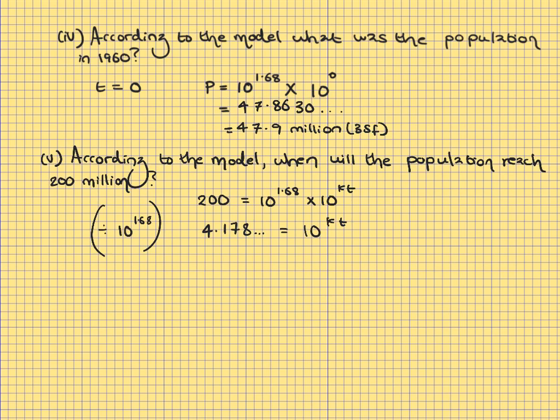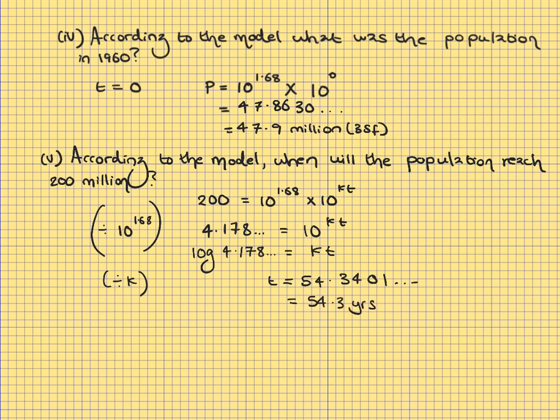Now we're then going to take log to the base 10 of both sides. So log to the base 10 of 4.178... equals kt, because of course log to the base 10 cancels out 10 to the power of. And then divide by the value of k that we have stored in our calculator for full accuracy, and this then gives us our value of t. So t equals 54.3401... So 54.3 years.